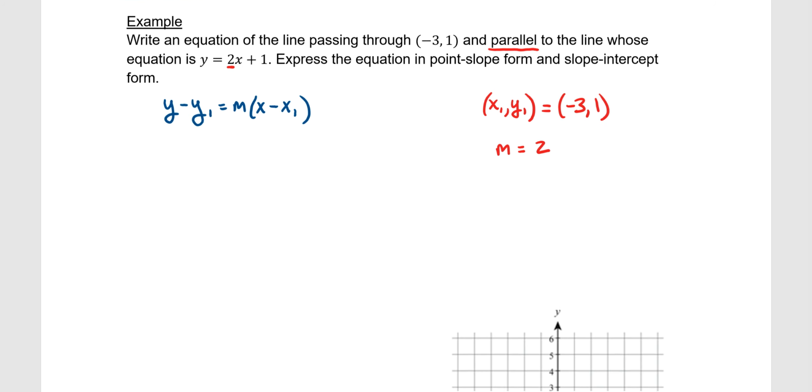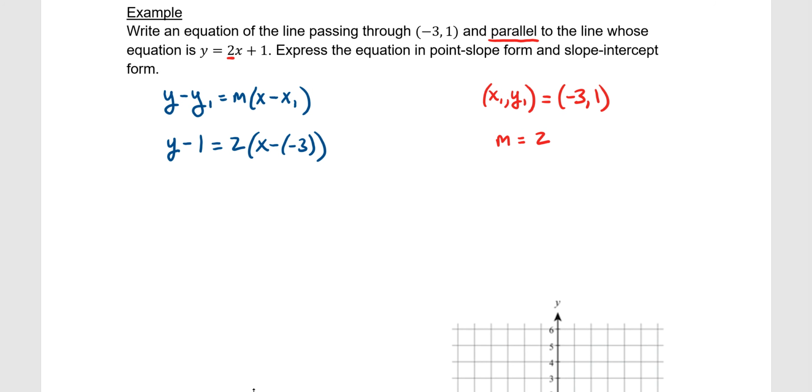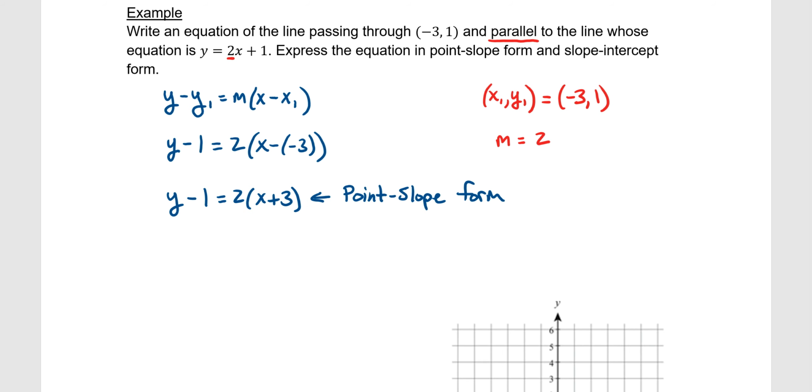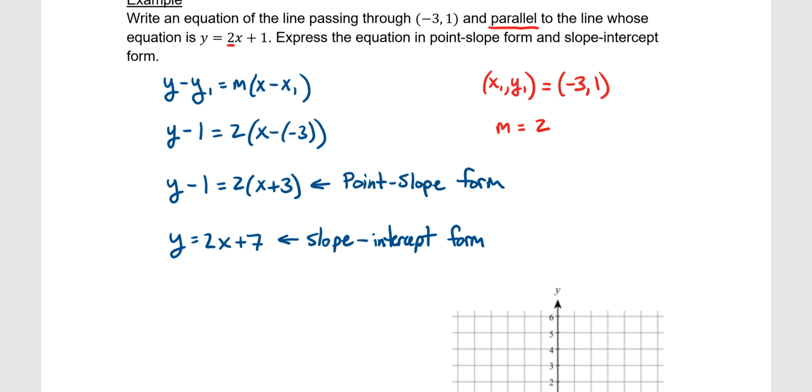Okay, so let's plug in these values here. We get y minus 1 equals 2 times x minus -3. We can clean that up a little bit on the right. So instead of x minus -3, we just make that x plus 3. And now let's solve this for y to get it into slope-intercept form. So we have to distribute the 2 and then add 1 to both sides. Okay, so we end up getting y equals 2x plus 7 in slope-intercept form.